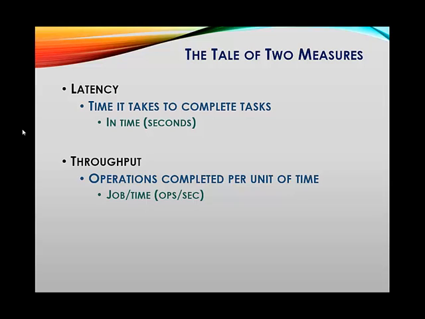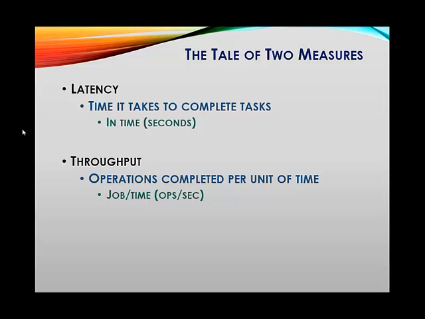The idea of latency, and what latency means, is the amount of time that it takes to complete one single task. Therefore, it's measured in time, and its units are basically seconds. Now, for operations that are happening on computers, a second is an incredibly long period of time. So we usually measure the latency in terms of milliseconds, that's 1/1000th of a second, or a microsecond, that's 1/1,000,000th of a second, or a nanosecond, and so forth.